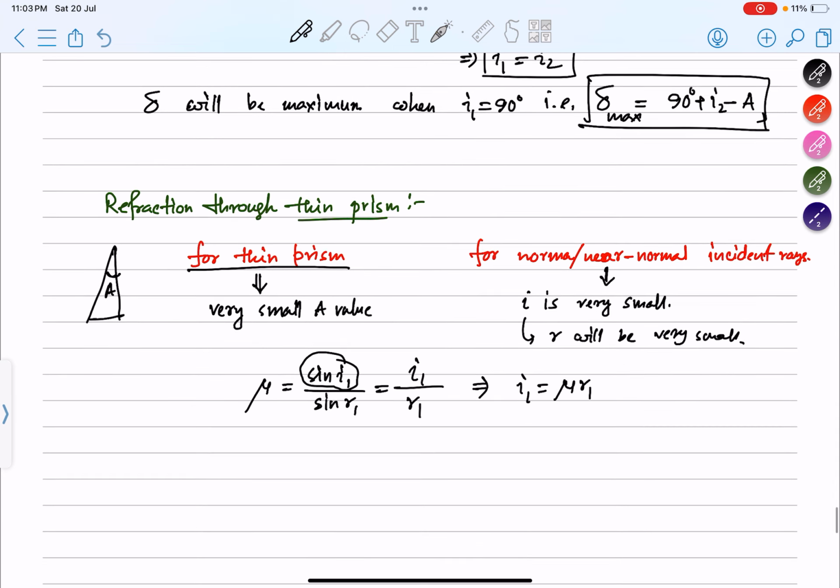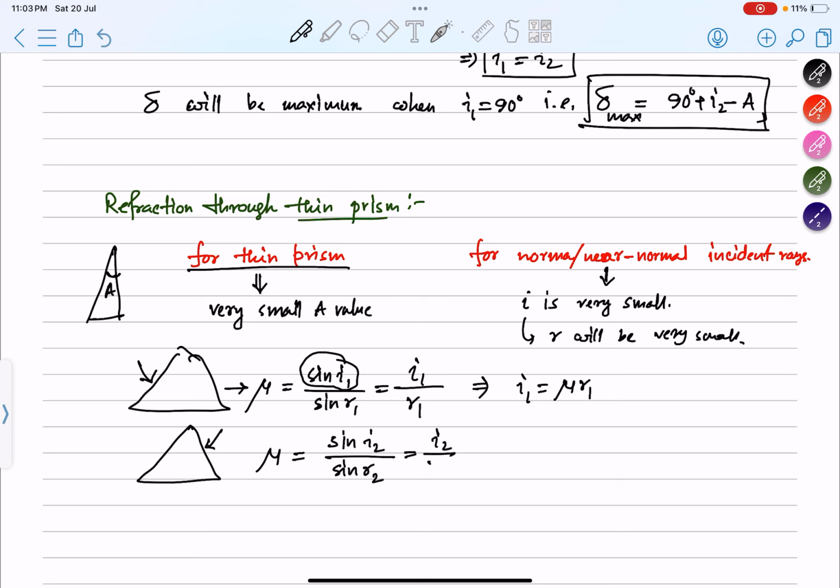Similarly, I have considered the refraction at this face for this equation. Now if you consider the refraction at this face, we can write mu is equal to what? Mu is equal to sin I2 divided by sin R2. That is also equal to I2 divided by R2 for the smaller values of I2 and R2. So I can write I2 is equal to mu R2. So now we have two values, I1 is equal to mu R1 and I2 is equal to mu R2.